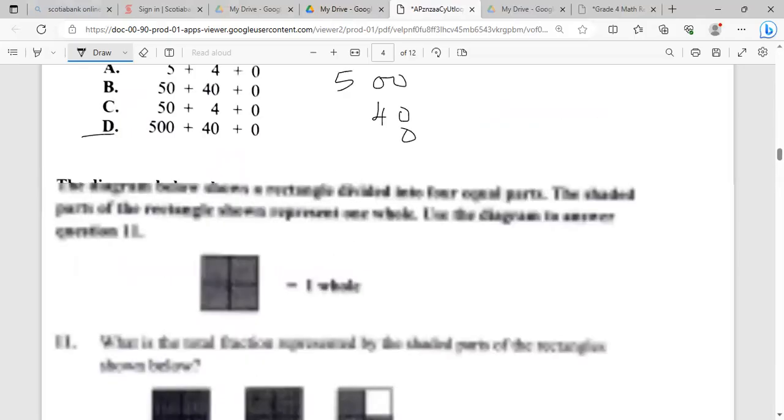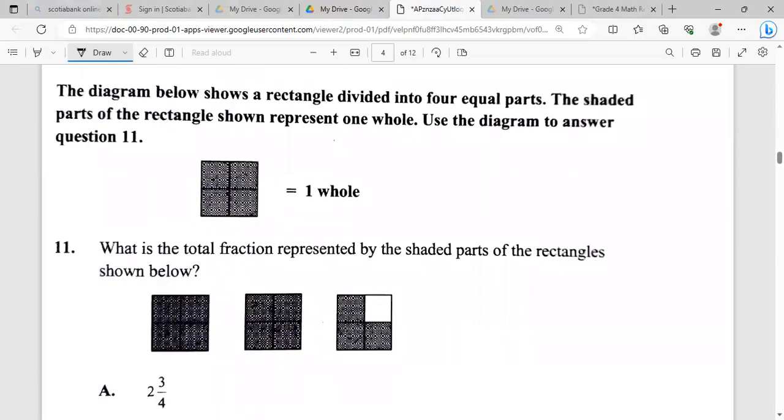Right, let's move on to 11. The diagram below shows a rectangle divided into 4 equal parts. The shaded part of the rectangle shown represents 1 whole. Use the diagram to answer the question. What is the total fraction represented by the shaded parts of the rectangles? So here we have 1 whole plus another whole, and then we have plus 3/4, 3 out of 4. So that should be 2 3/4.